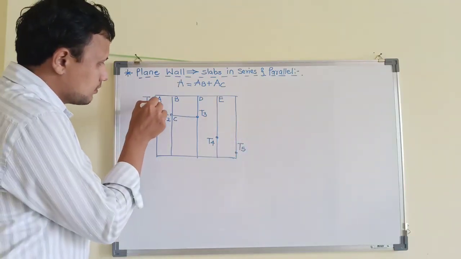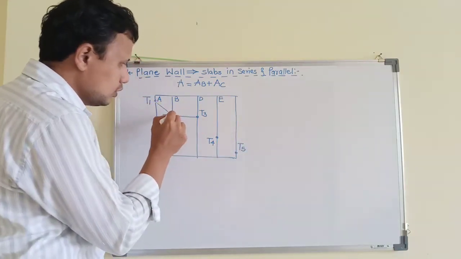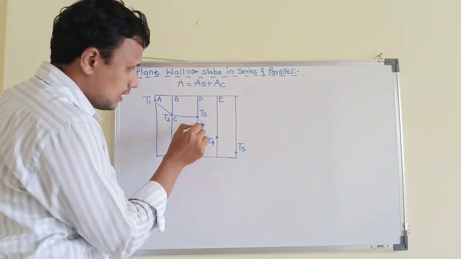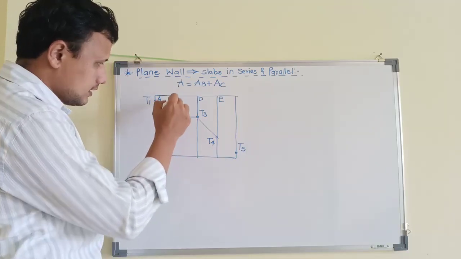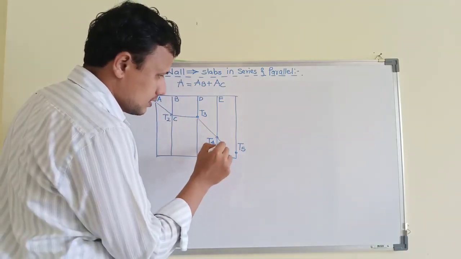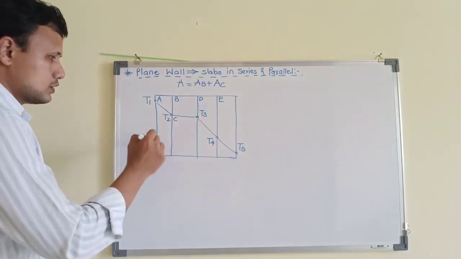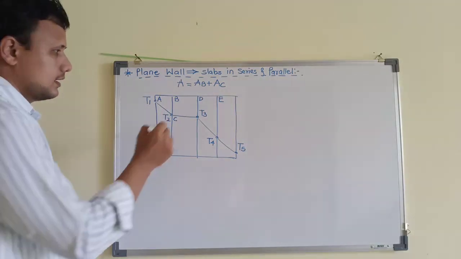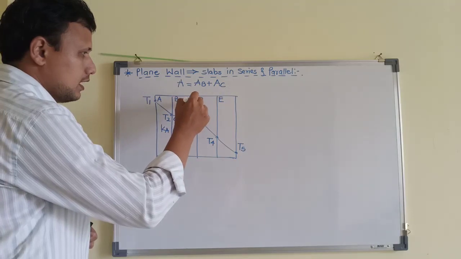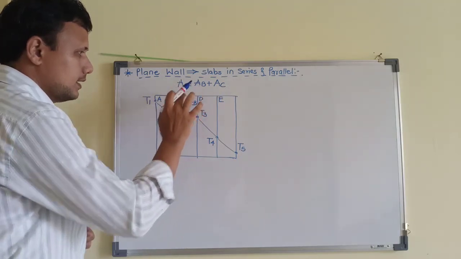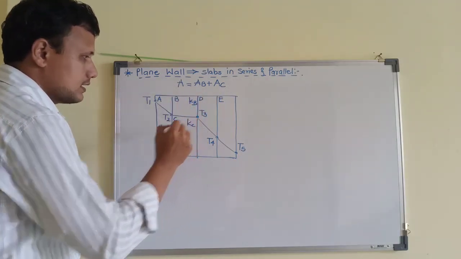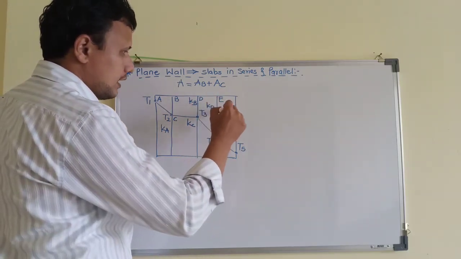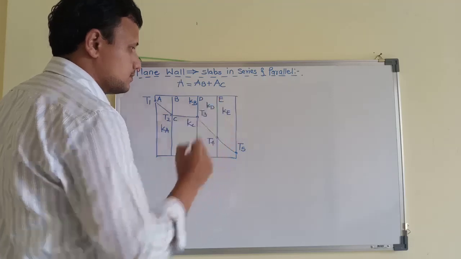So let us connect the dots. Even though they are at the same level, still there will be a difference in these temperatures. I have just shown it to indicate that the entire surface is at the same temperature, like this. Also, let us say Ka is the conductivity of material A, Kb is the conductivity of material B, then Kc is the conductivity of material C, Kd, and finally Ke.